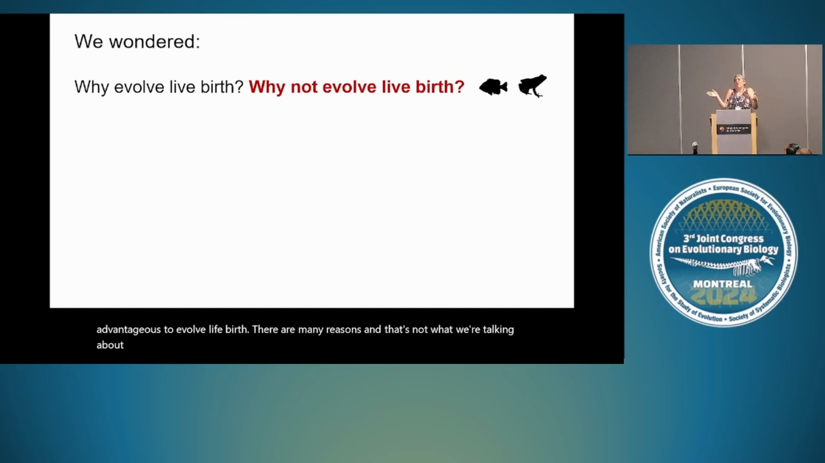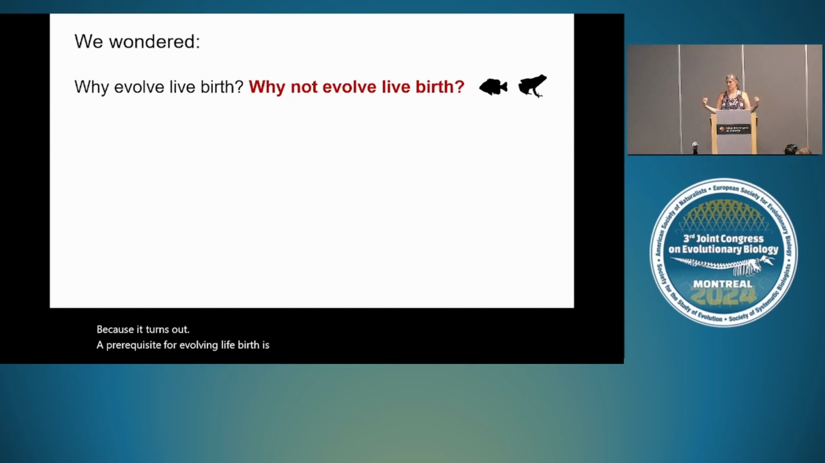Why not evolve live birth actually turned out to be really interesting to me, because it turns out a prerequisite for evolving live birth is internal fertilization. All sharks and rays, and all squamates, in fact, all amniotes, have internal fertilization.